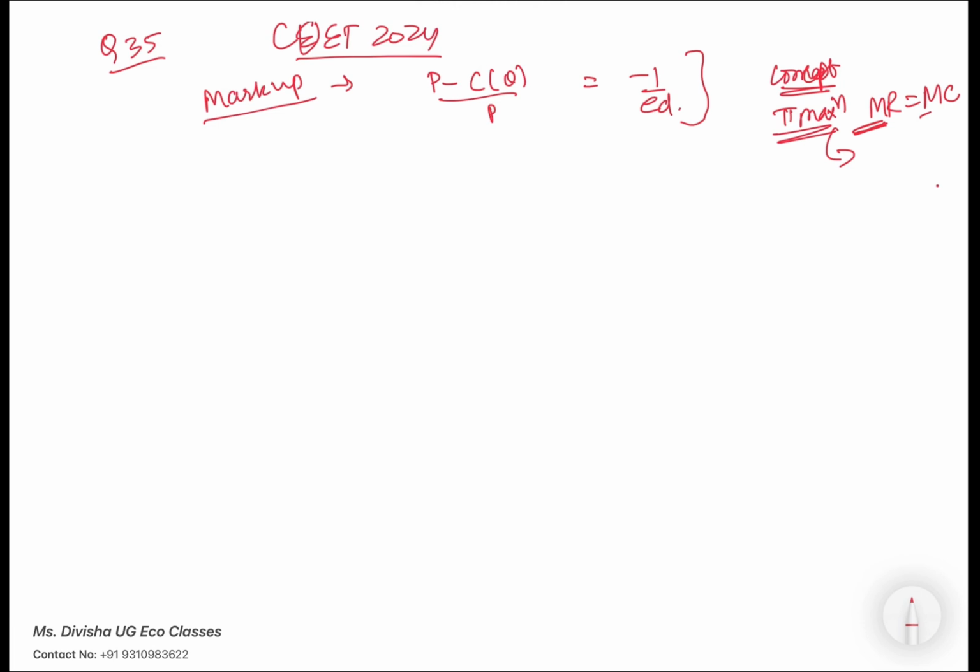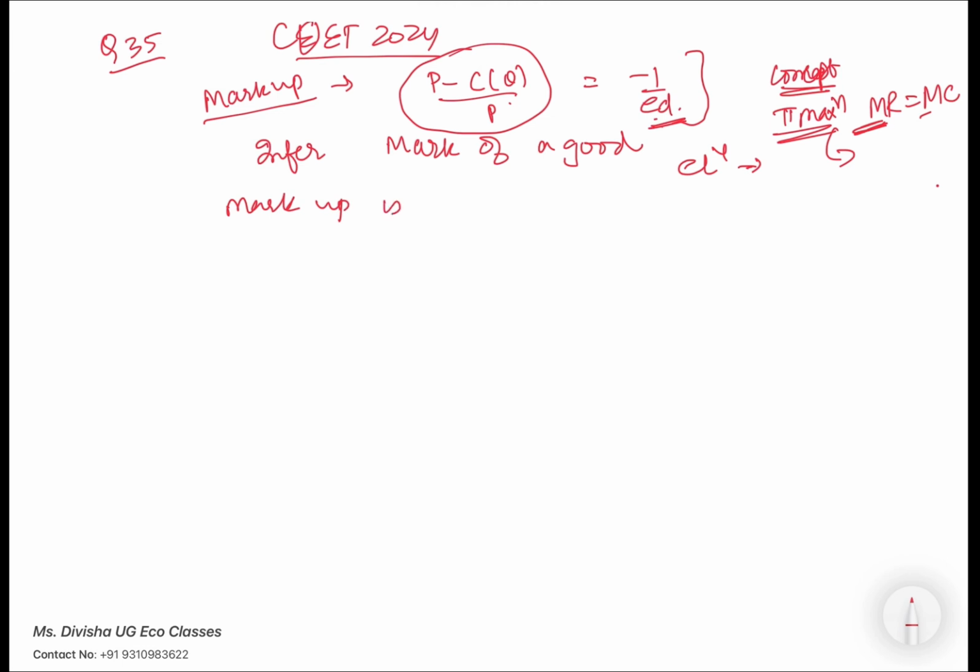You have to infer what happens to the markup of a good, and how you compare it with the elasticity. As you can clearly see, the elasticity as represented by ED value here, the markup for a good is inversely related to the elasticity, right? So markup is inversely related to the elasticity of good.